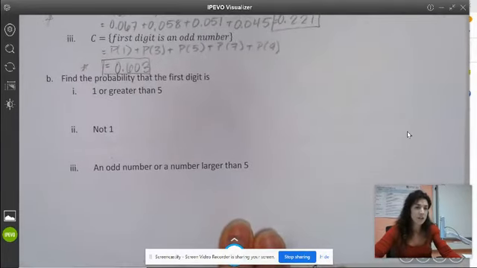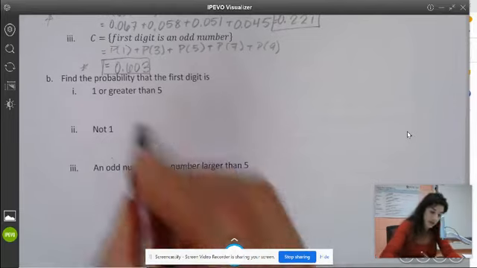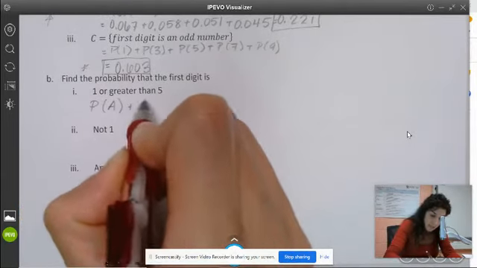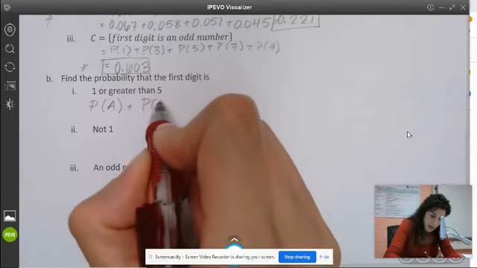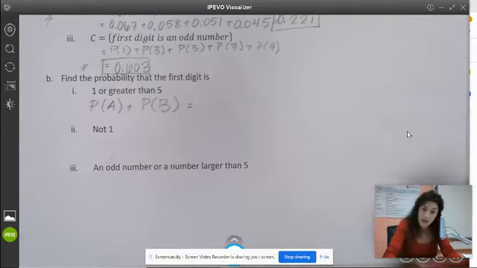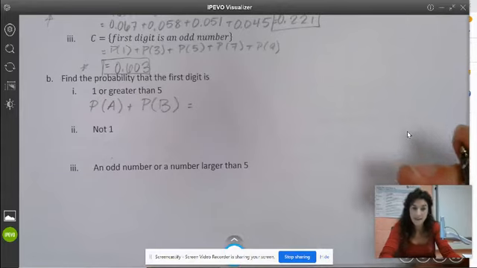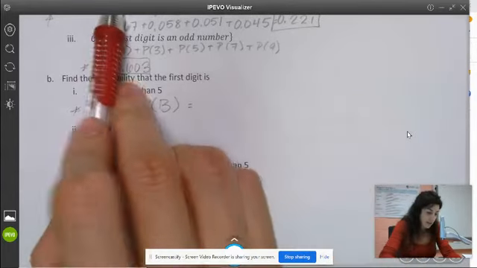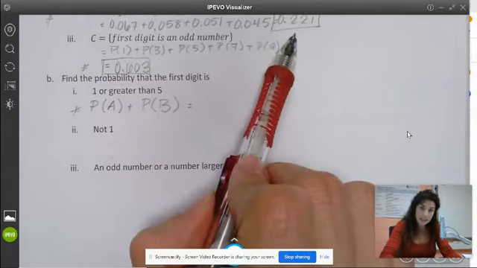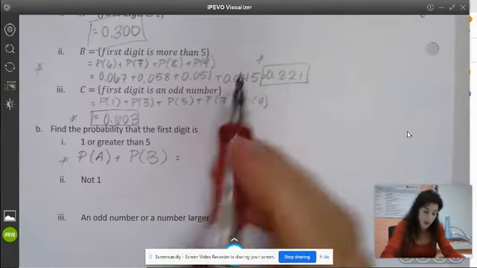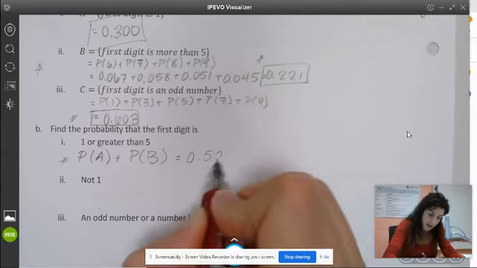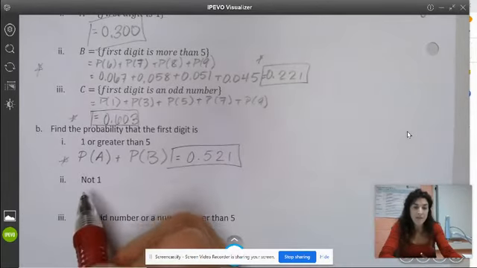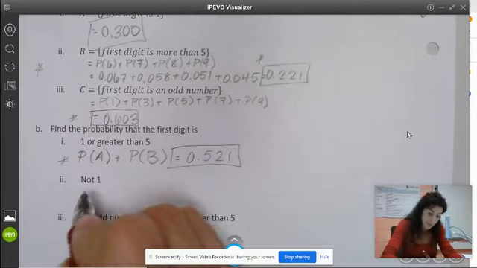All right, find the probability that the first digit is 1 or greater than 5. So that's the probability of event A plus the probability of event B. Go ahead and tell me what that answer is. You should have gotten 0.30 plus 0.221, which adds to 0.521.